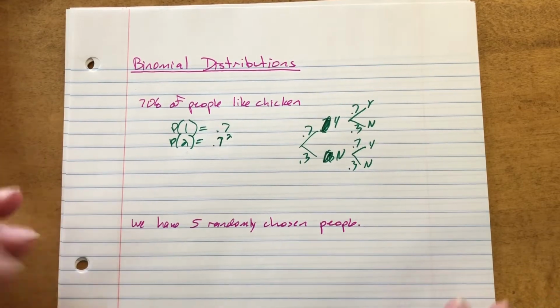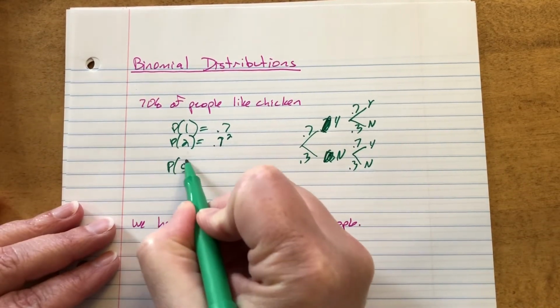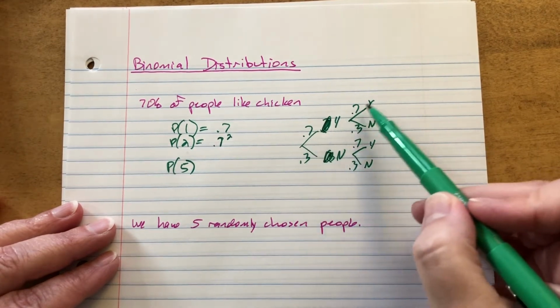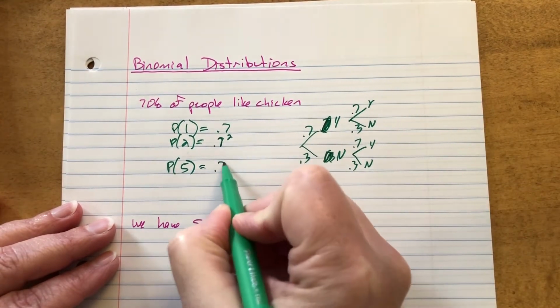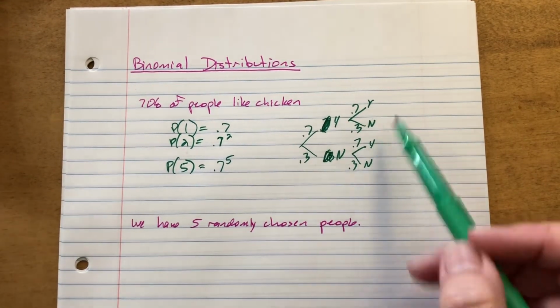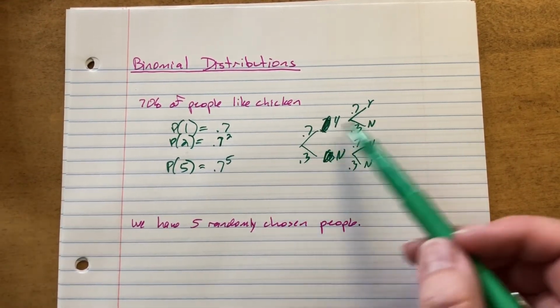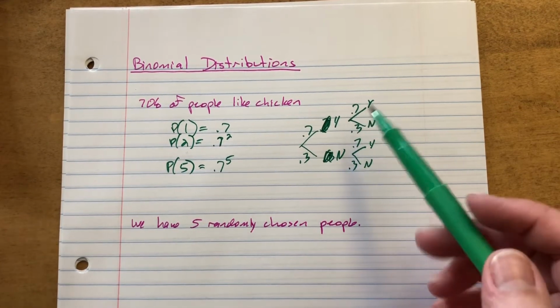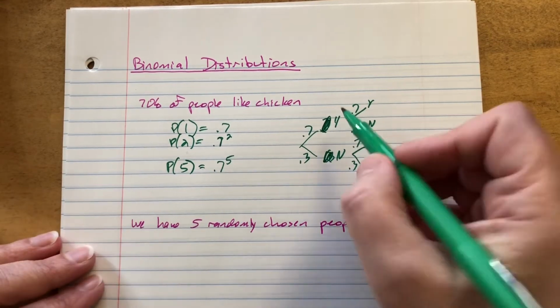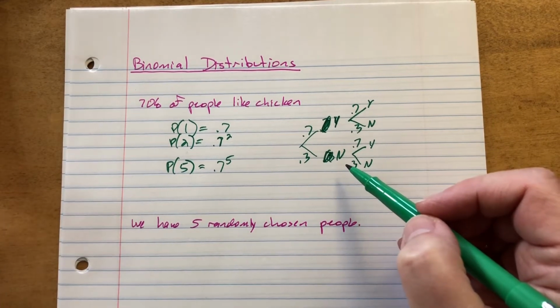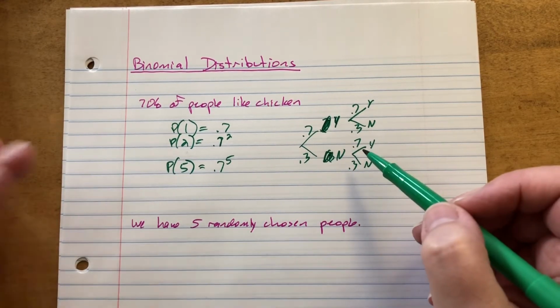What's the probability 5 people like chicken? I would have to continue my branch, but I know it would be that top branch of all 5 people liking chicken, so 0.7 to the 5th power. We can do this because each person is independent of the other, the probabilities aren't going to change, and there's only one outcome when we ask a person: they either like it or they're not. So I can just keep doing a tree.